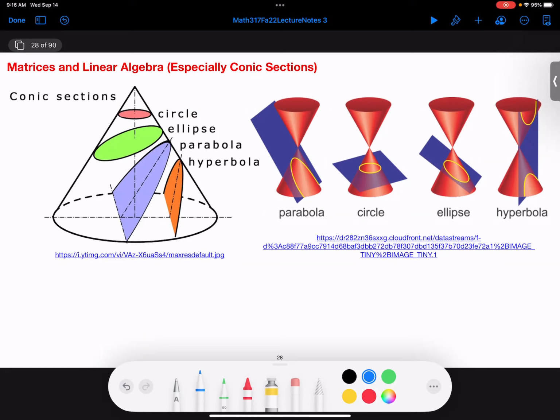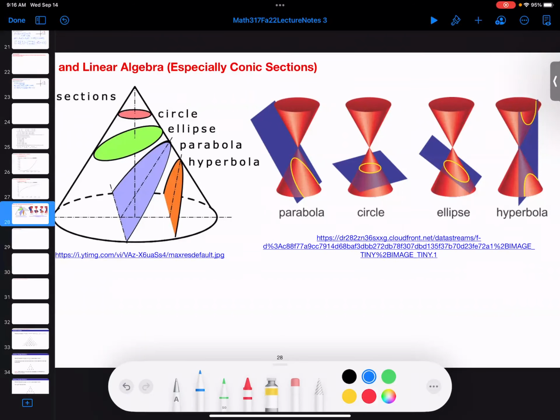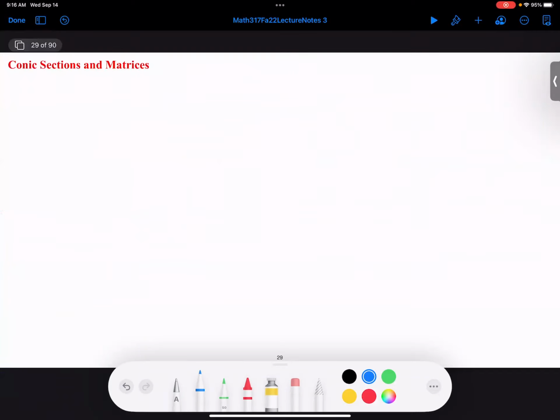And so the question becomes, do you remember how to write down all the equations of conic sections? So if I give you something of the form, ax squared plus bx plus cy squared plus dy plus exy equals f.